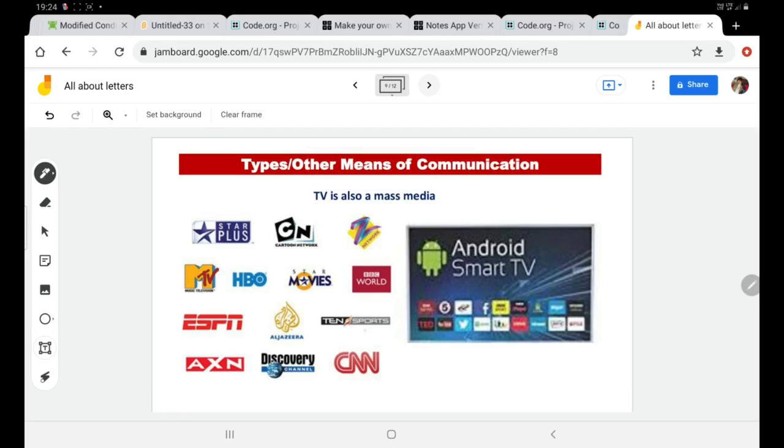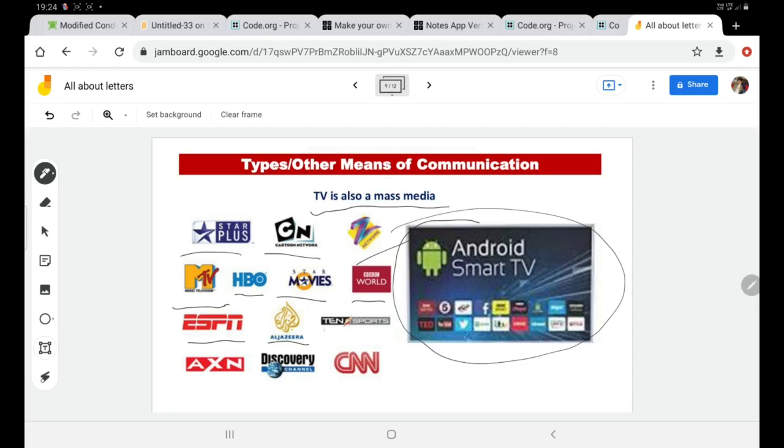Everyone has a TV in their own house. So TV is also a mass media. You can see this TV, Android, smart TV. And what channels can you see? Star Plus, Cartoon Network, G Network, MTV, Music Television, HBO, Star Movies, BBC World, ESPN, Al Jazeera, Ten Sports, AXN, Discovery Channel, CNN. So there are more channels. You can see all these channels on it.